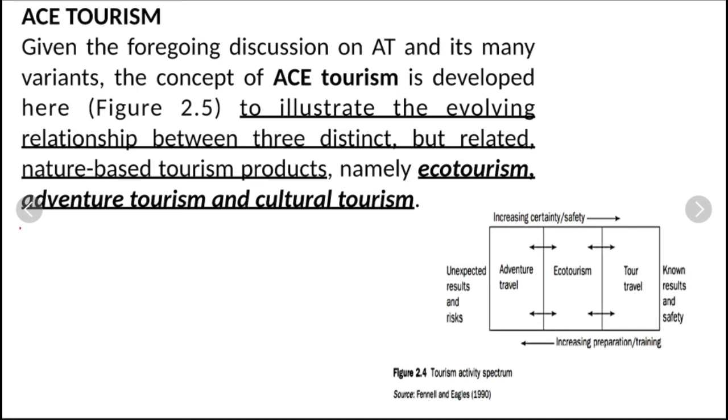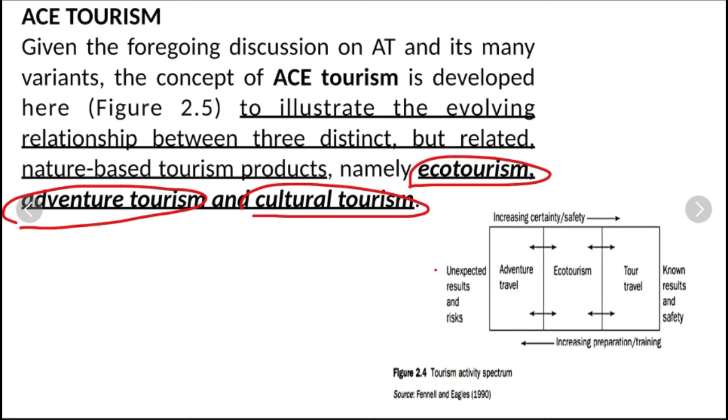So from the acronym itself, there is Adventure Tourism, stands for letter A. We have the Cultural Tourism for the letter C, and the Ecotourism for the letter E. So ibig sabihin lang dito, according to the figure 2.4 or the tourism activity spectrum, okay, there is an overlapping between the three kinds of tourism. So si ecotourism, pwede siya kay adventure travel, pwede rin siya kay tour travel.